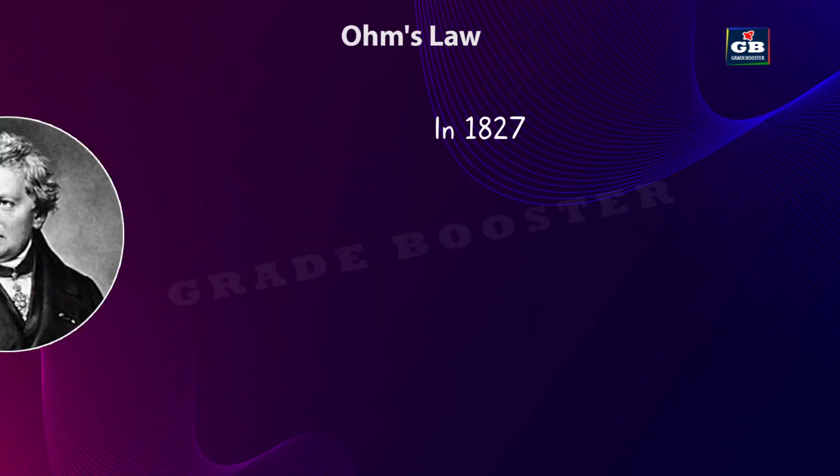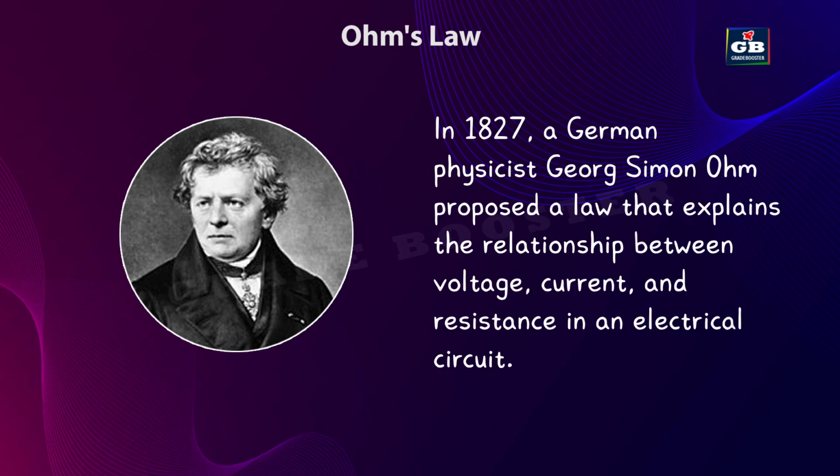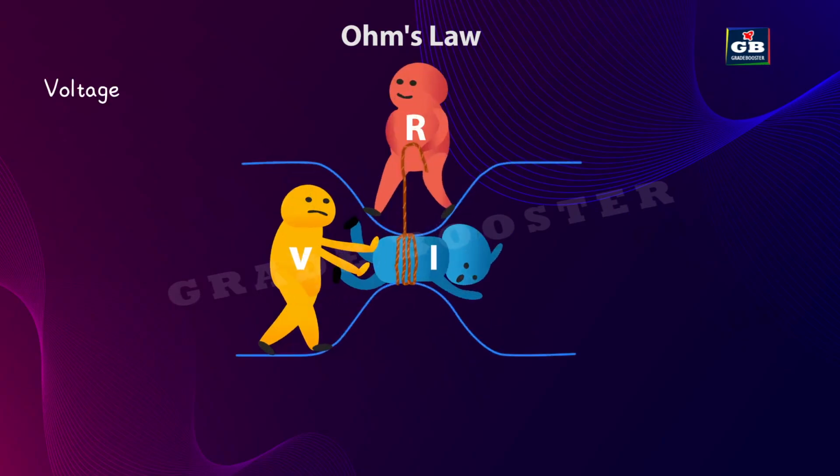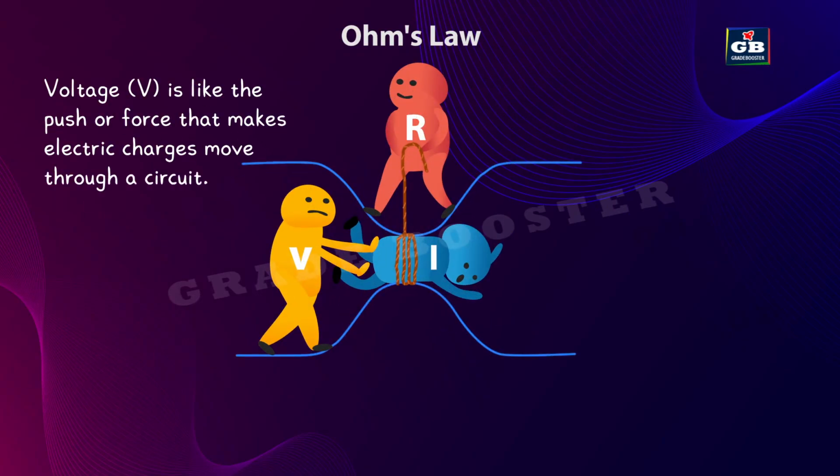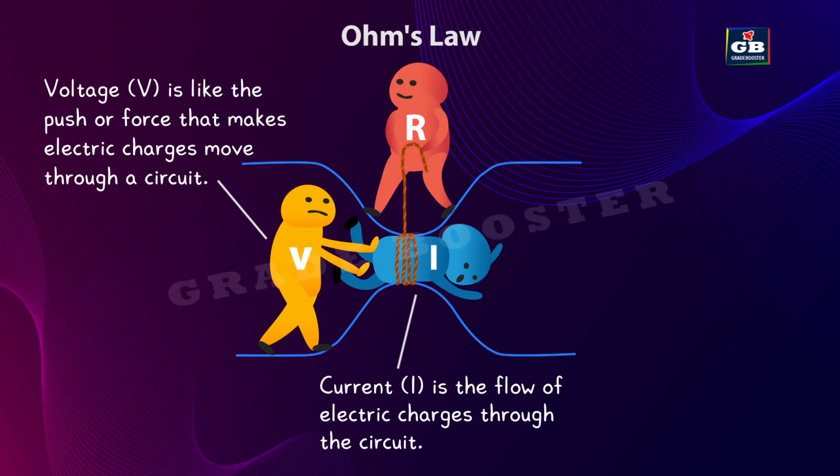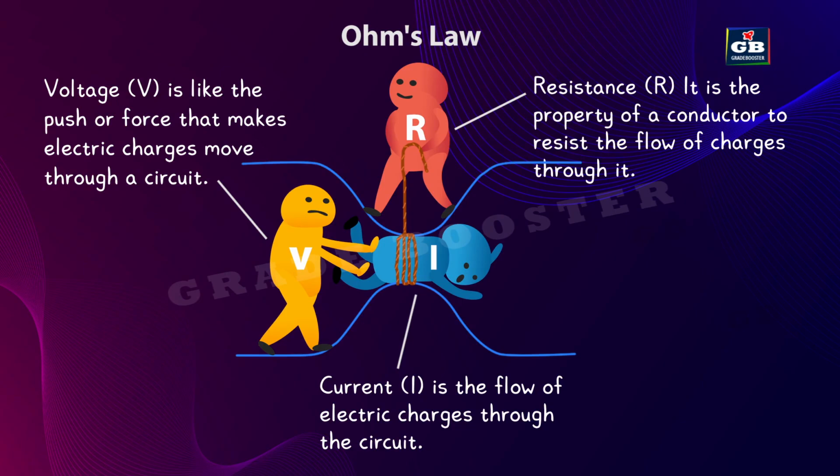Ohm's law. In 1827, a German physicist, Georg Simon Ohm, proposed a law that explains the relationship between voltage, current, and resistance in an electrical circuit. Voltage V is like the push or force that makes electric charges move through a circuit. Current I is the flow of electric charges through the circuit. Resistance R is the property of the conductor to resist the flow of charges through it. Means resistance slows down the flow of electric charges.